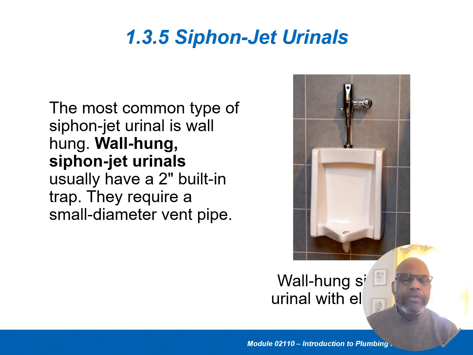Most common types of siphon jet urinals is wall hung. Wall hung siphon jet urinals usually have a 2-inch built-in trap. They require a small diameter vent pipe. Okay, the trap is down here again, and it goes into the wall.